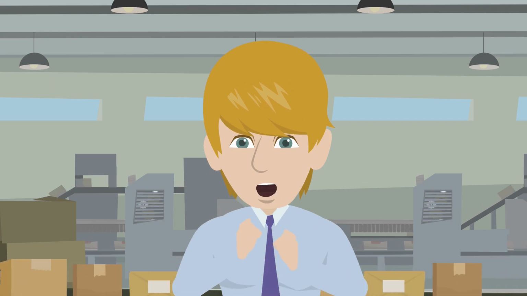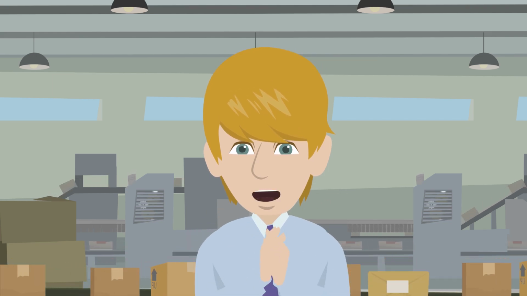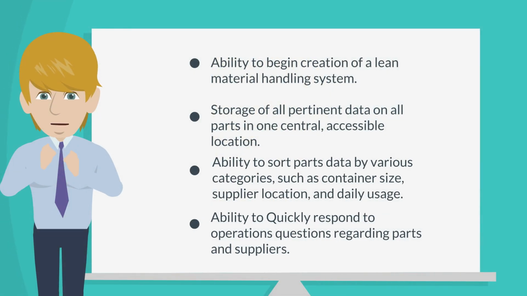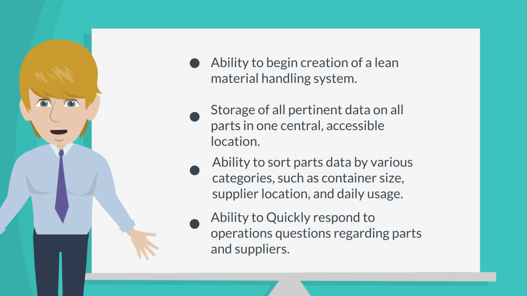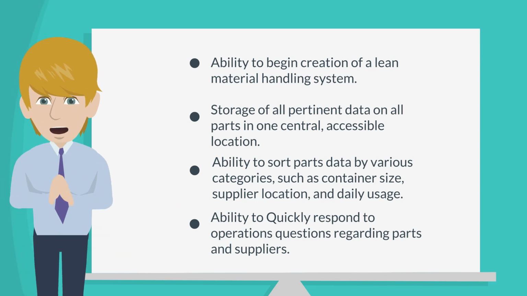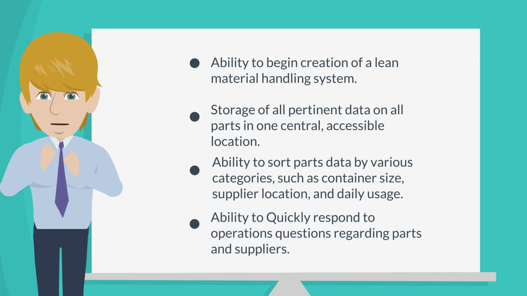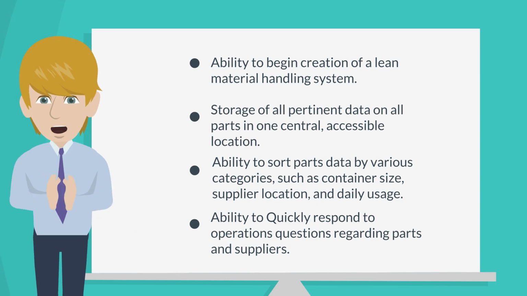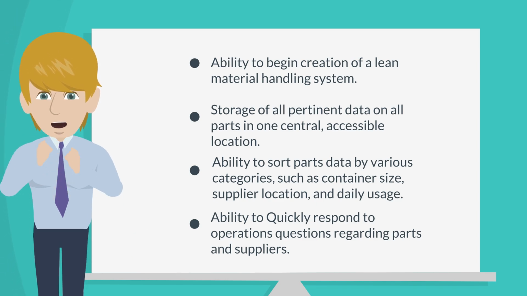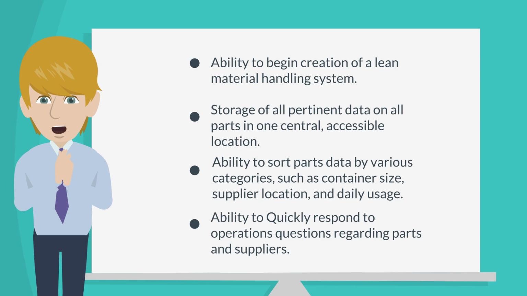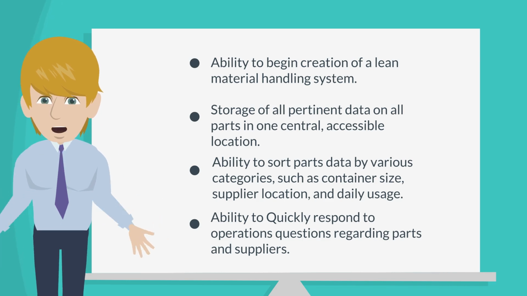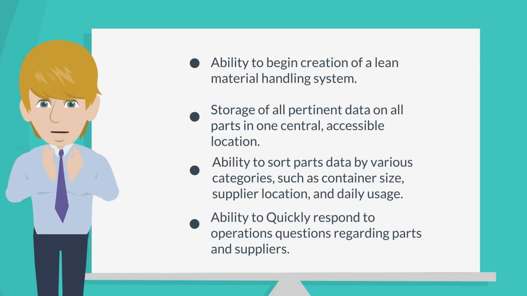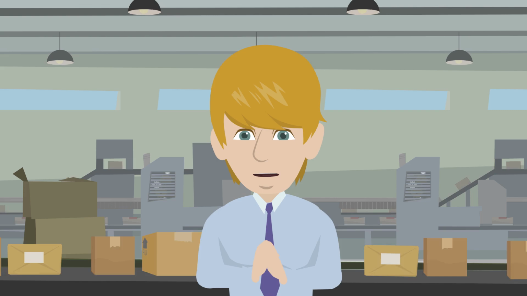Why go through all of this trouble? Well, here are the benefits of a PFEP. 1. Ability to begin creation of a lean material handling system. 2. Storage of all pertinent data on all parts in one central, accessible location. 3. Ability to sort parts data by various categories, such as container size, supplier location, and daily usage. And 4. Ability to quickly respond to operations questions regarding parts and suppliers.